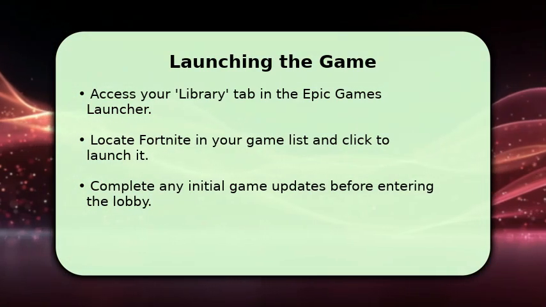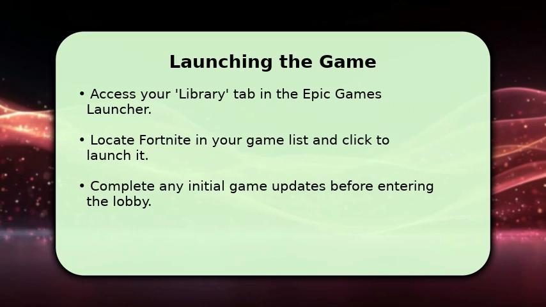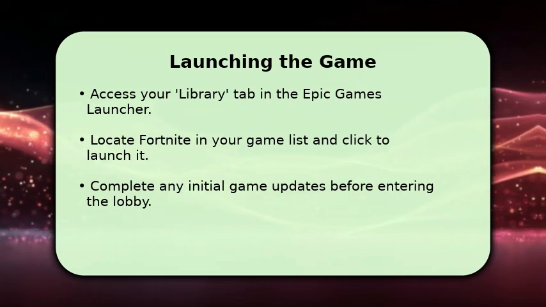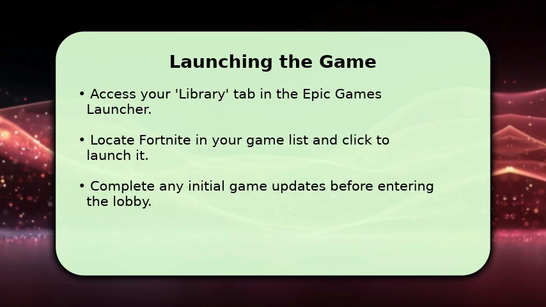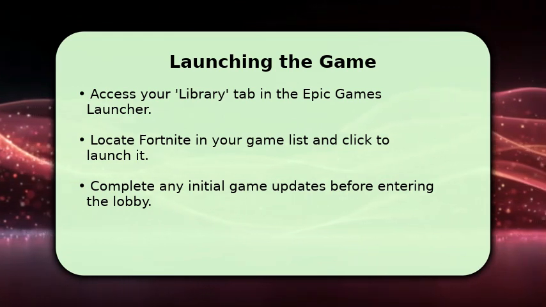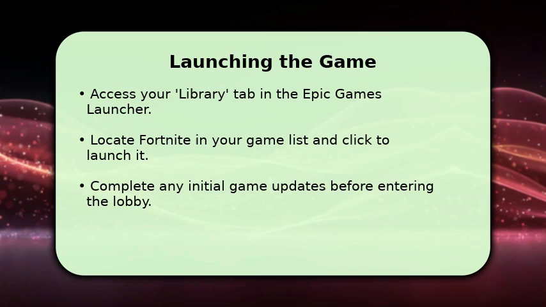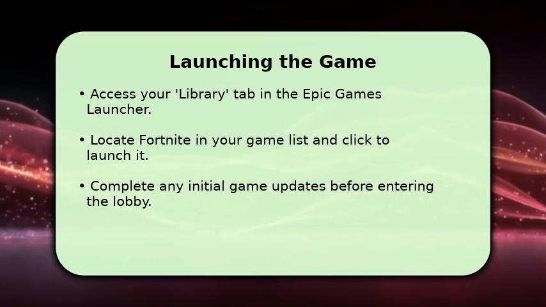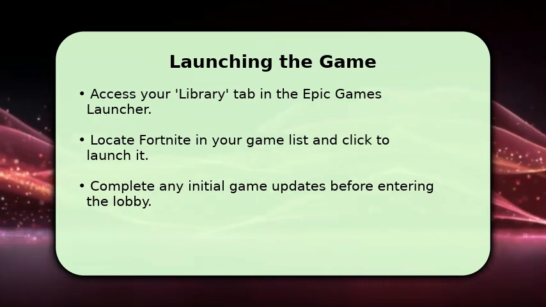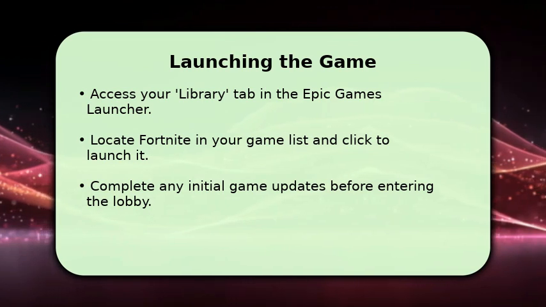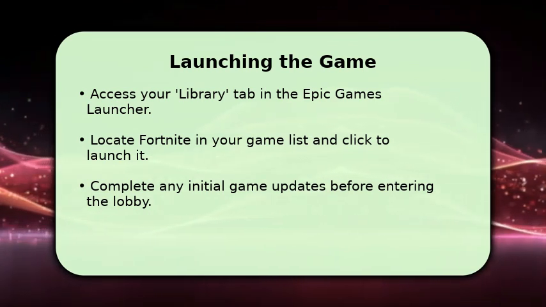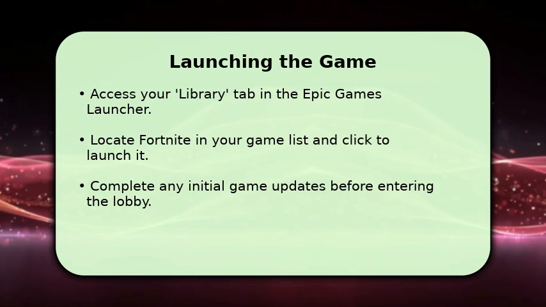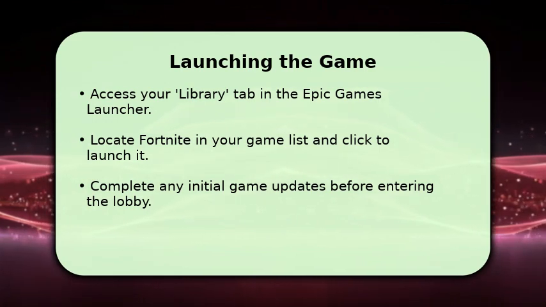After Fortnite has finished installing, navigate to your Library tab within the Epic Games Launcher. Here, you will see Fortnite listed among your games. Click on the game's icon to launch it. The game might perform a quick update or two before fully loading, which is completely normal. Once any updates are complete, you will be taken directly to the game's main lobby, ready to jump into action.